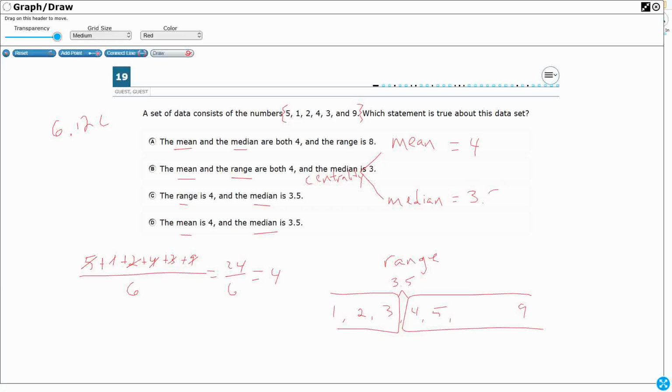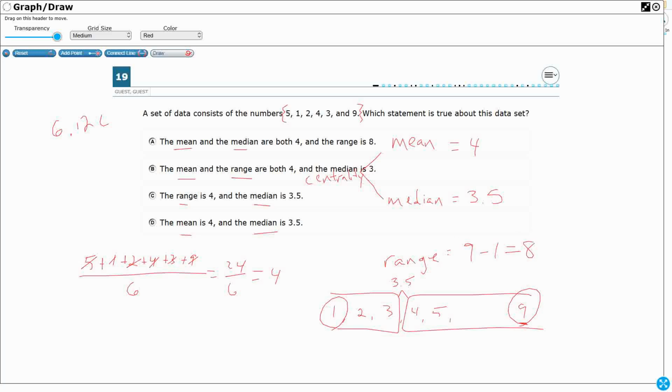So the 9 gets averaged into my mean and kind of raises up that measure of centrality, whereas the median just treats that as one different number. It doesn't matter how big it is. So there are different ways to look at centrality. Now my range is the difference between the greatest and the smallest. So I've got 9 minus 1 equals 8. Okay, so I know all of those.